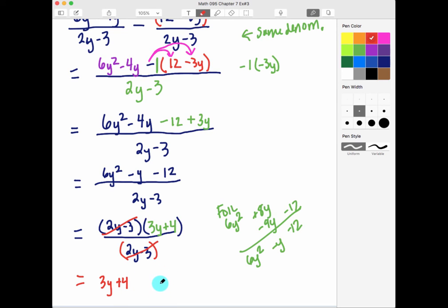We have now subtracted two rational expressions by first putting the numerators over one denominator, simplifying, and then when we got to a polynomial that can be factored, we did factor, and then we simplified the expression, canceling like terms, and getting to our final answer.